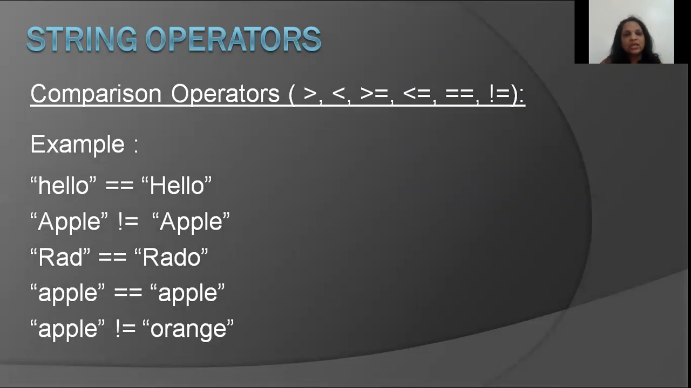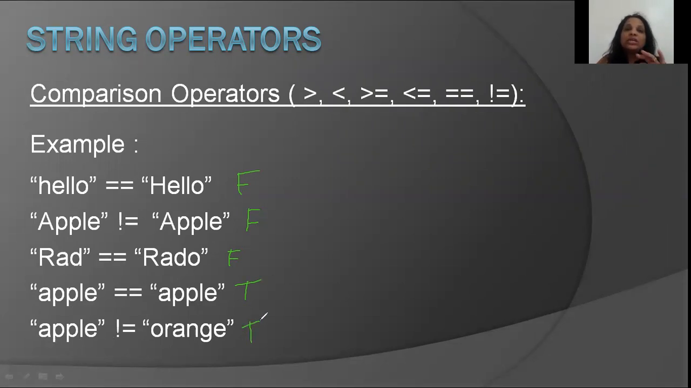Okay, so in this scenario, hello equals capital hello. No, this is going to be false. Remember, it's going to actually return false. I'm just writing F. Apple not equal to apple. No, this is also false. Why? Because apple, same form, right, is equal to apple. Now, RAD equals to RADO. No, it's going to be false. Then apple equals apple. Yes, it is true. Apple not equal to orange. Yes, it is true that apple is not equal to orange.